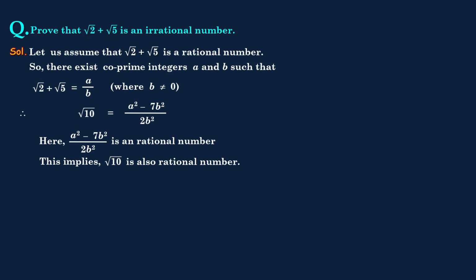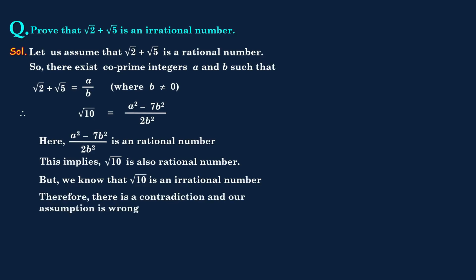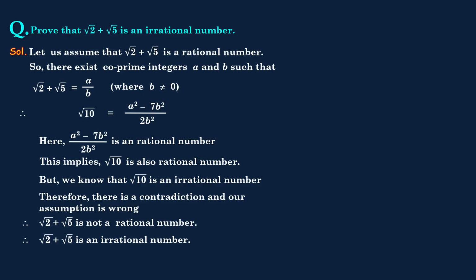This implies that root 10 is also a rational number. But we know that root 10 is an irrational number. This gives a contradiction. Therefore, our assumption is wrong. Hence, root 2 plus root 5 is not a rational number. So, root 2 plus root 5 is an irrational number. Hence proved.